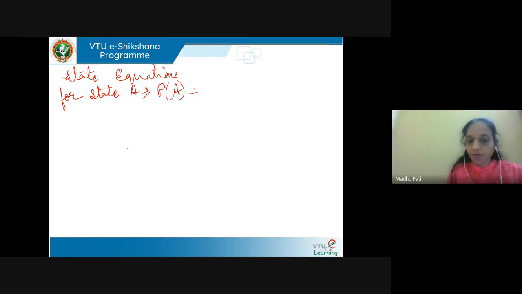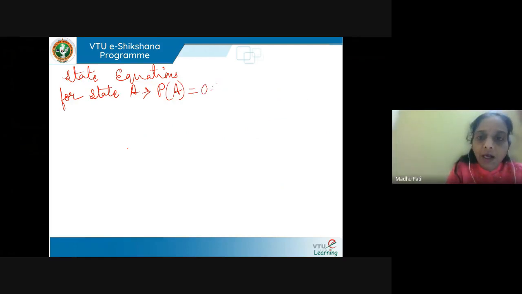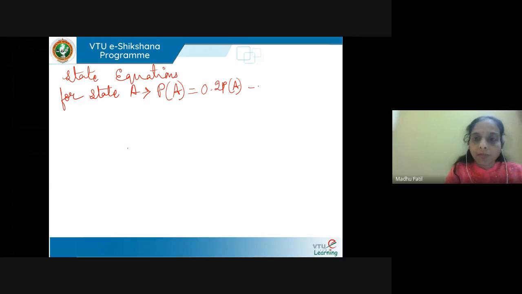Okay. So for state A, let me write the state equation first. It is nothing but P of A. P of A means arrows going to state A. So it is 0.2 of P of A. It is in the same state with probability 0.2. Okay. What else is coming to state A? 0.2 from state C, plus 0.2 P of C. Call this equation 1.